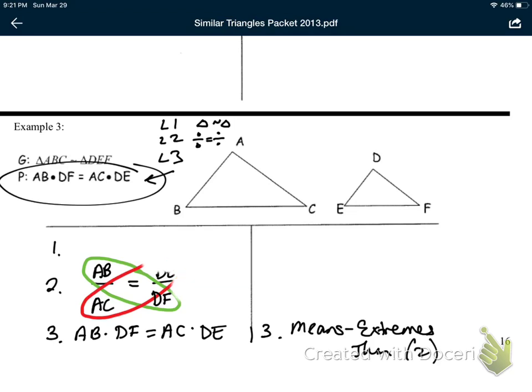Let's see if I can erase this. Not a chance. So we'll just rewrite it, I guess. So it was AB over AC equals DE over DF. And that will give us the proportion, the cross product in 3.